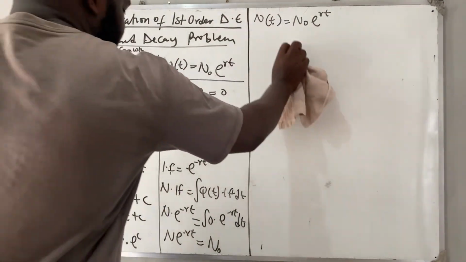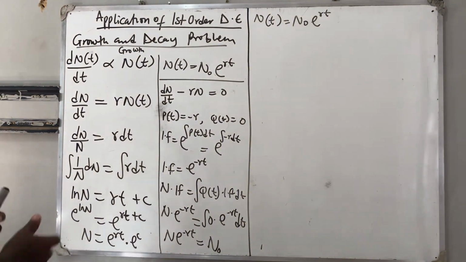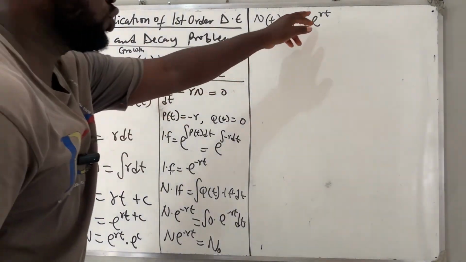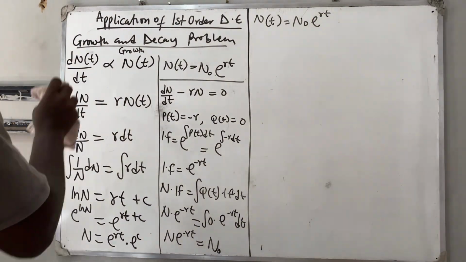So now, let us talk about when it is decaying. The difference between the growth and the decay is, that's not the difference exactly, the power of the rate is going to be minus. So we are going to have that.